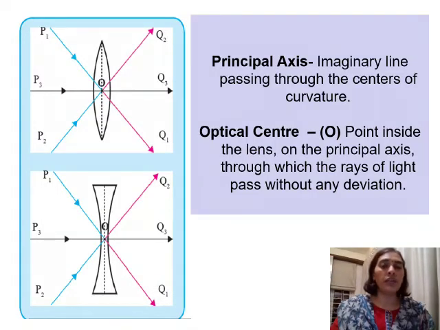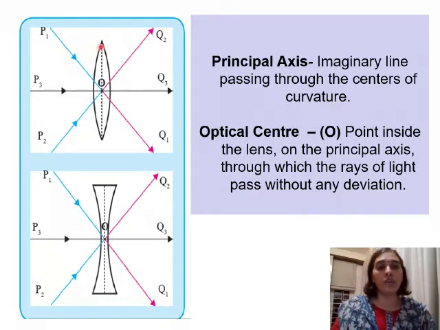The next two terms that we are going to learn are principal axis and optical center. Principal axis: an imaginary line passing through the centers of curvature. So we have studied what is center of curvature, and for a biconcave or a biconvex lens we will have two centers of curvature. The centers of the spheres whose surfaces form parts of the lenses are called centers of curvature. So we have got two centers of curvature for a biconcave and a biconvex lens.